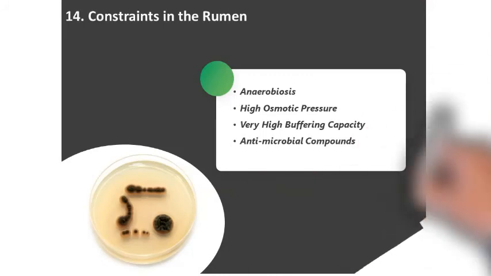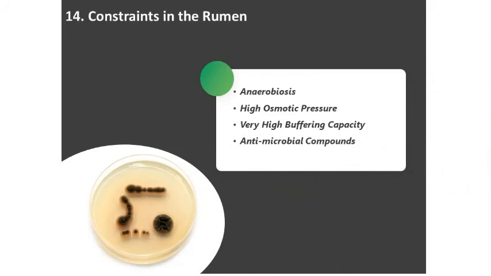There are a few constraints in the rumen. First is anaerobiosis. The rumen microbes require a very low redox potential for their growth. It is sometimes minus 350 millivolts of anaerobiosis. Then there is a high osmotic pressure. Because of high osmotic pressure, many of the water living microorganisms are not able to survive in the rumen.